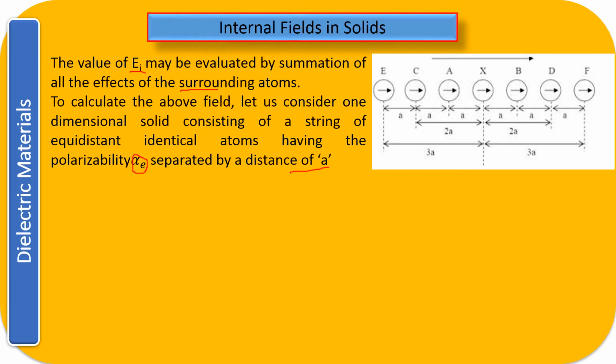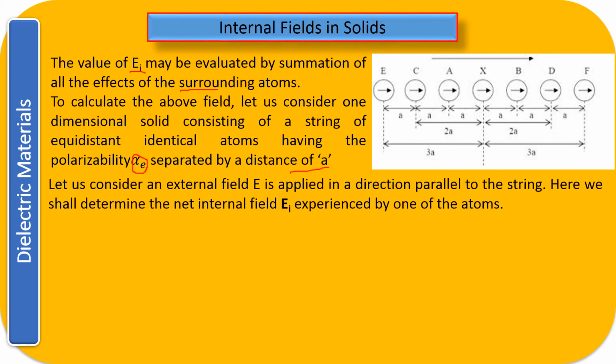Now what we have considered over here is a one-dimensional array of atoms in which they are arranged, right? And we are going to find out the effect of one atom on the others, and then continue this with the similar condition for three dimensions. So first we calculate in one dimension, and the same thing will be taken up in three dimensions. Let us consider an external field E applied in a direction parallel to this string.